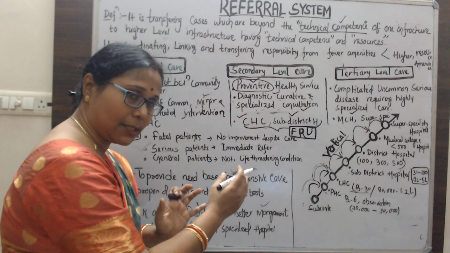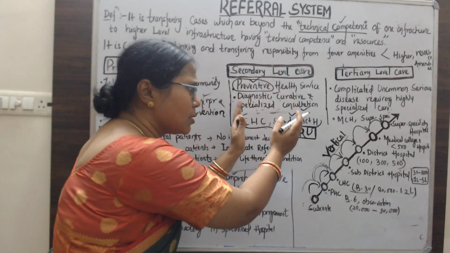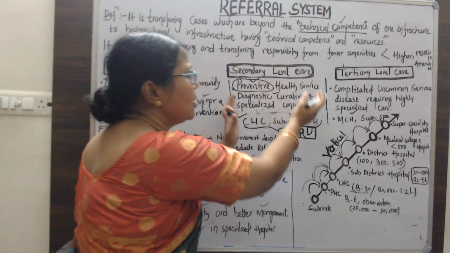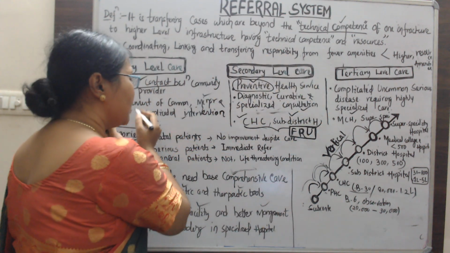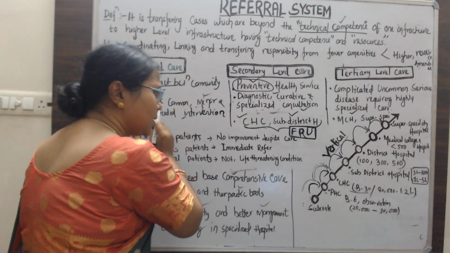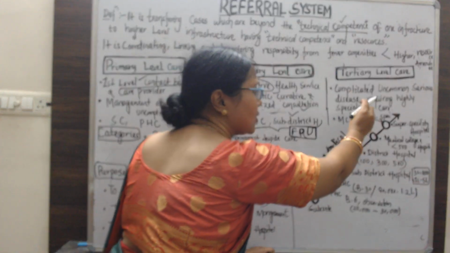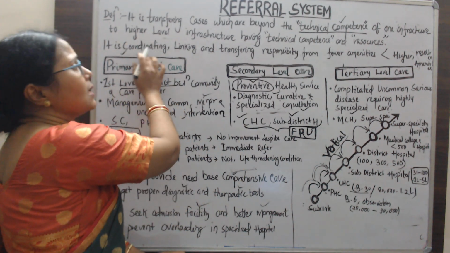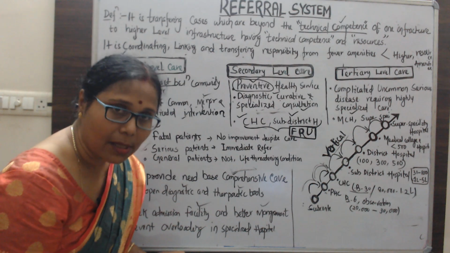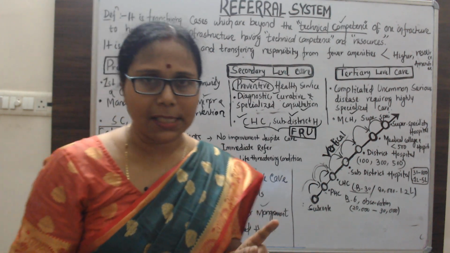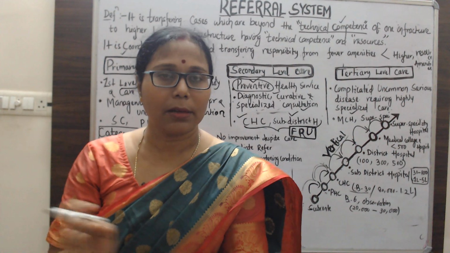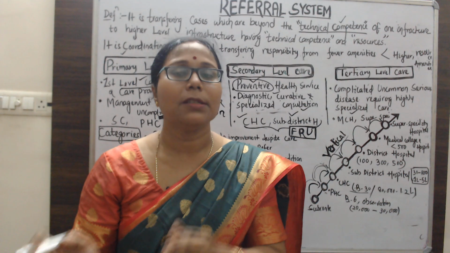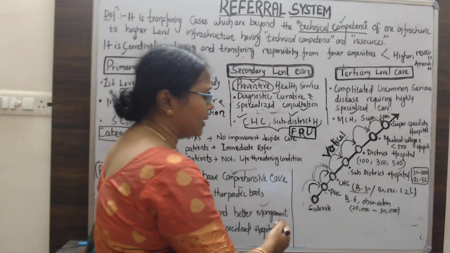Let's see how they coordinate, because every sector has some limitations. The primary level has some limitations, and the secondary level has some limitations, so the patient is transferred from primary to secondary and from secondary to tertiary. There is coordination between each level. That is why it is called coordinating, linking and transferring the responsibility. The ultimate aim is to provide quality care and reduce the cost burden of treatment for the patient. Let's see this in the diagram.